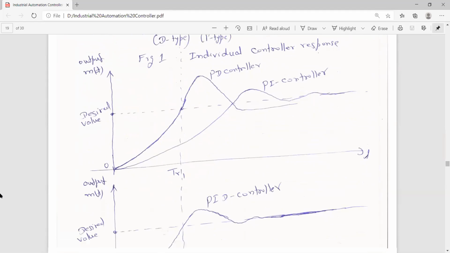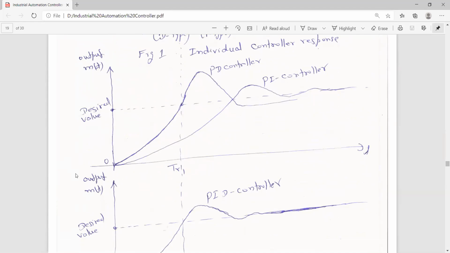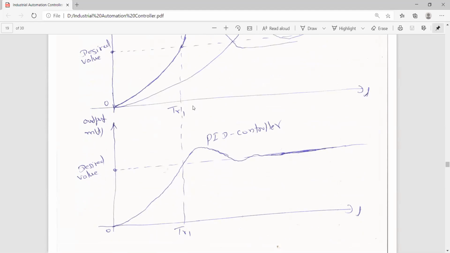Now, if we compare the PD and PI: we have already discussed that PD is not taking care of offset. So offset is there, but the response is faster. Whereas if we use the PI, this PI is going to take care of the offset. It eliminates the offset, but it is not faster as compared. So whatever the rise time of the individual derivative is, that is available here in this case, the same TR1.